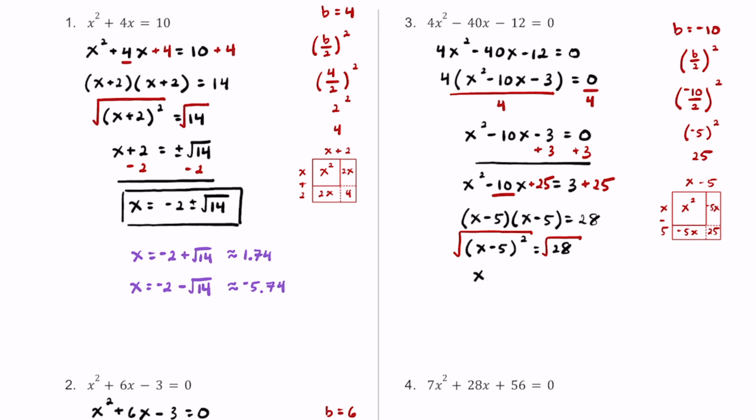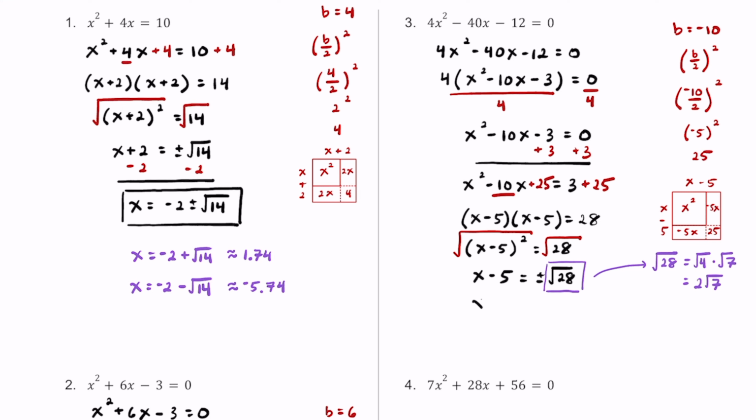If we do that, we're going to have x minus 5 is equal to plus or minus the square root of 28. Now off to the side, this square root of 28 is a radical that can be simplified. So if we take a look here, the square root of 28 we can separate into the square root of 4 times the square root of 7. The 4 I think is the only perfect square I can think of besides 1. So the square root of 4 is 2, the square root of 7 is irrational, so we're going to leave this as 2 root 7.